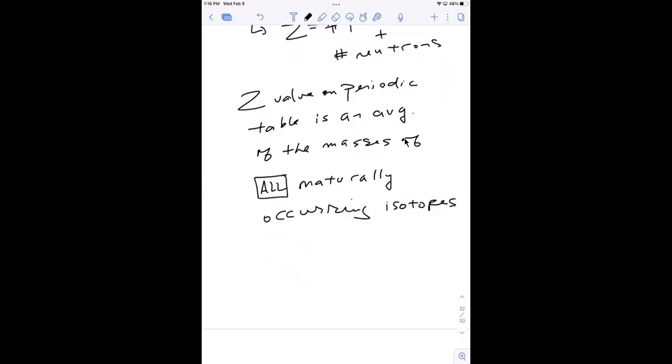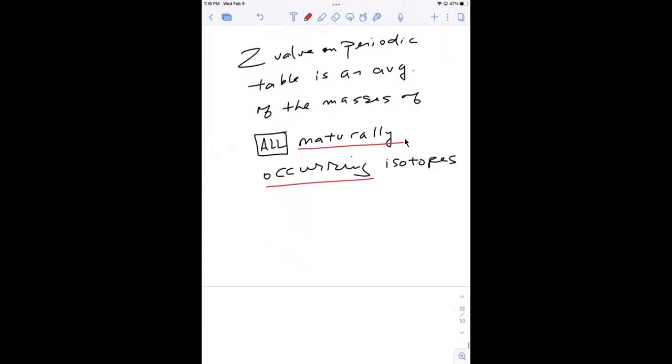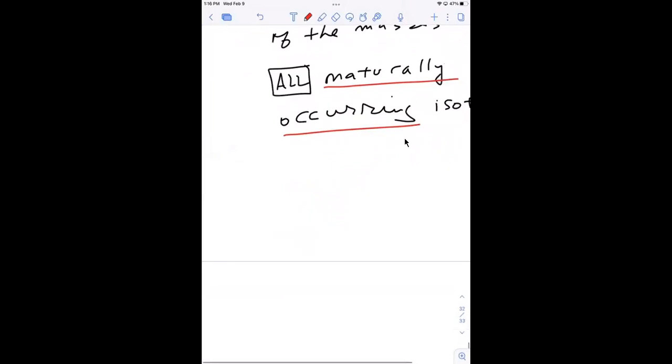All right. The phrase naturally occurring matters, because what that means is that you need to be able to find these isotopes in nature. They can't be synthetic, or something that was developed in a lab. So when we talk about naturally occurring isotopes, there is a calculation that we can do to find the average atomic mass.